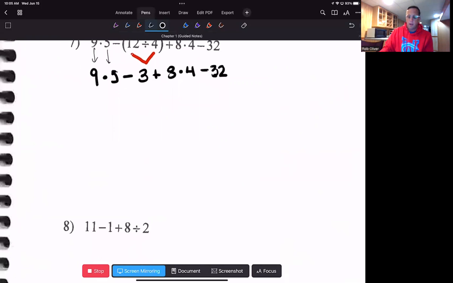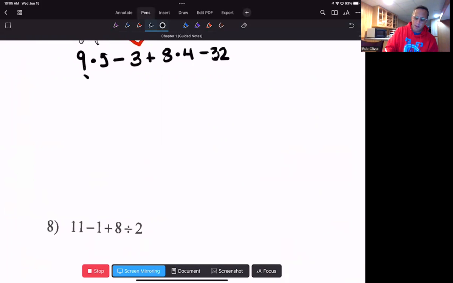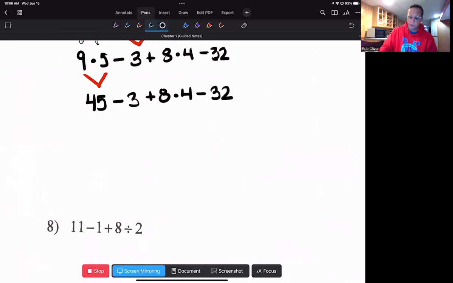Okay. And so now what we're left with is multiplication, subtraction, and addition. So we're going to do multiplication first. Now I see 2 places where multiplication is going on, but like I said, let's take one thing at a time, although you could get away with doing both of those at the same time. I'm just going to do that part first. Okay, so 9 times 5 is 45, and then just drop everything else down. Minus 3 plus 8 times 4 minus 32.